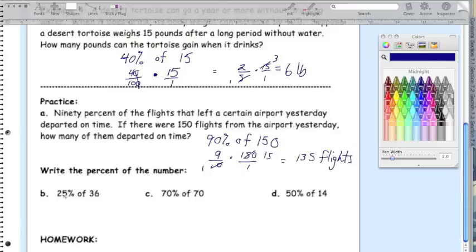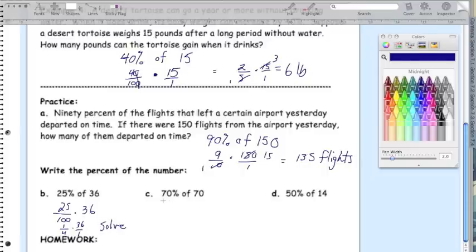Okay? Now these ones I'm just going to set them up, but you're going to do them in the exact same way. They just don't have the word problem that accompanies them. Write the percent of the numbers. So 25% of 36 is 25 over 100 times 36. And we could write that as 1/4 times 36 over 1. And then you solve it.